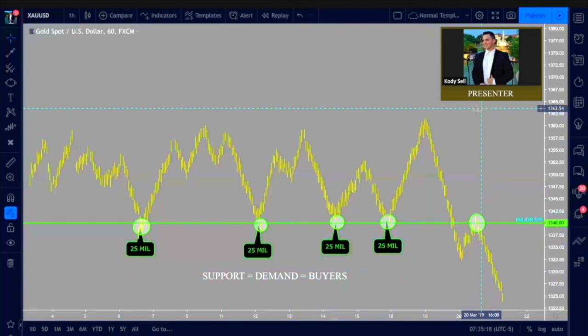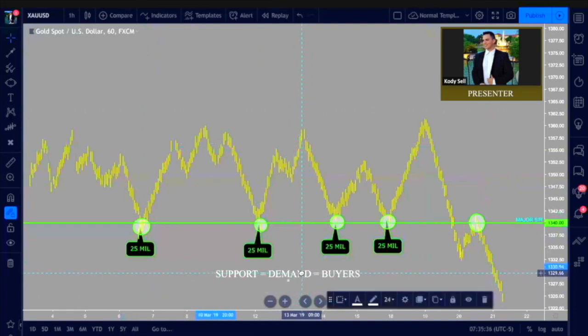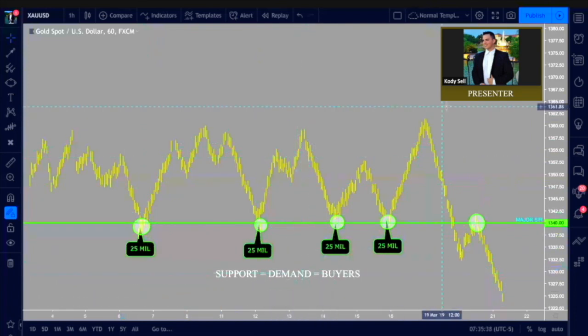So in this case, right here at 1340, we had a buyer in the market that kept pushing price up. Every time price got there, there were buyers there ready to push the price up. When you buy, the price increases. Now, that's support. That's demand. What about resistance? What about supply? Well, same thing, just opposite.